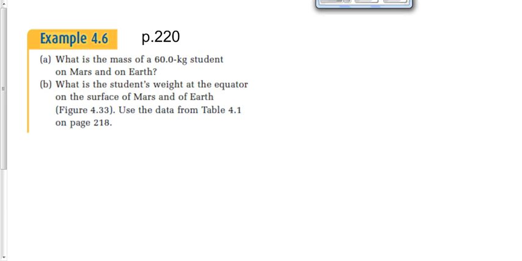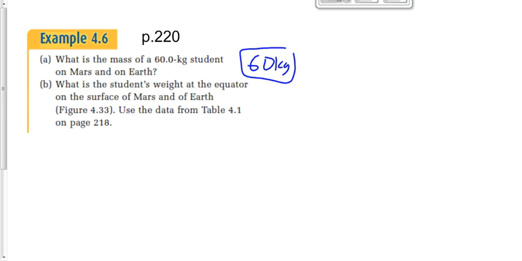What is the mass of a 60-kilogram student on Mars and the Earth? What's the answer? 60 kilograms. If I said, what's the weight, then it's the force of gravity, right? But the mass is the mass, it's 60 kilograms. Sometimes the easiest questions in the world become the hardest questions in the world because we look at it like, I don't know, can't possibly be that easy. Okay, there's got to be more to it than that. Well, sometimes there isn't. All right, we want to find the student's weight at the equator of the surface of Mars and the Earth.